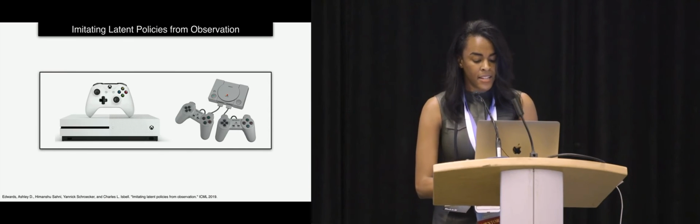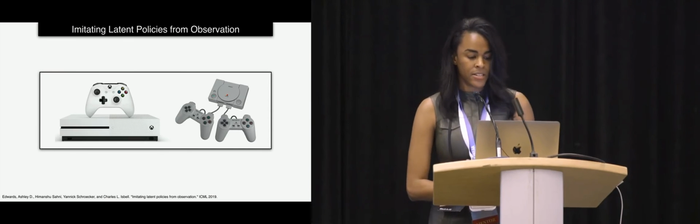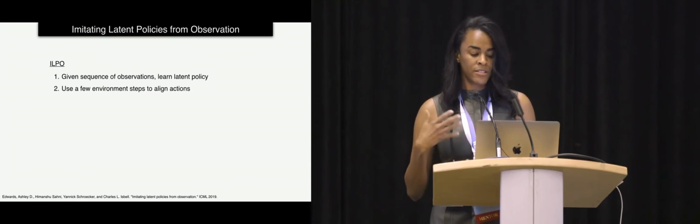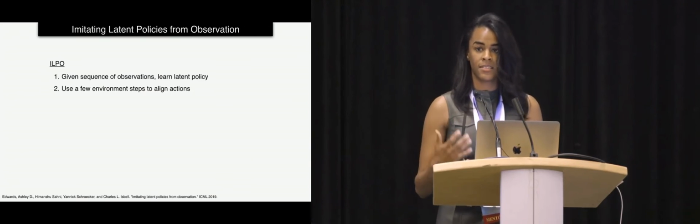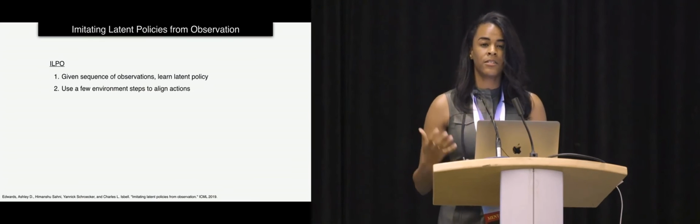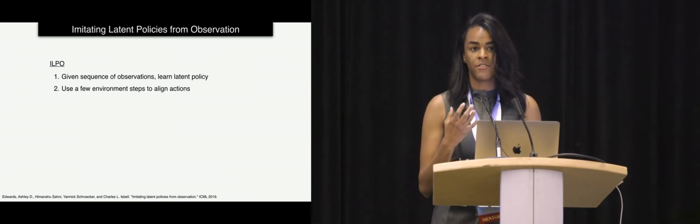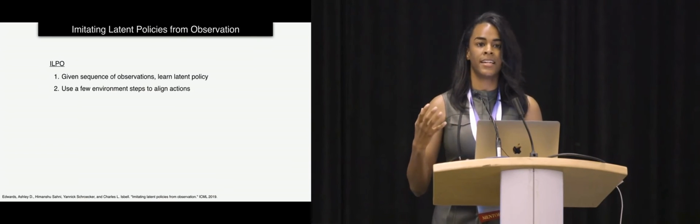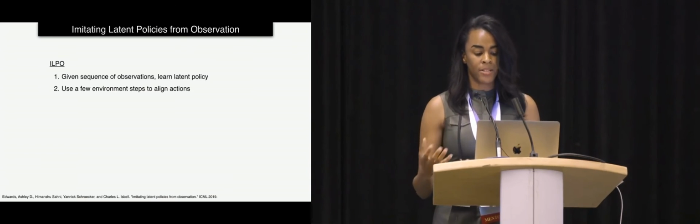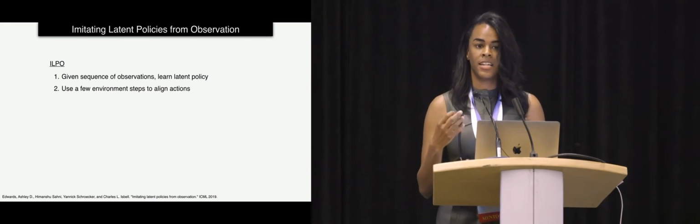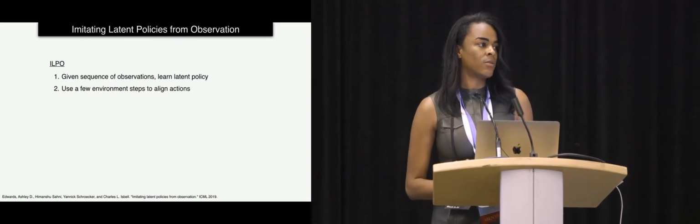So the idea behind this next work that I'm going to talk about, which is imitating latent policies from observation, is that I'm going to first, from a sequence of observations, again, this is learning from videos, learn something called a latent policy. So I don't have actions, so I'm going to try to figure out what latent actions look like. And then once I do that, I'm going to take a few steps in my environment to try to map this latent action representation to the real actions that I can take in the world.